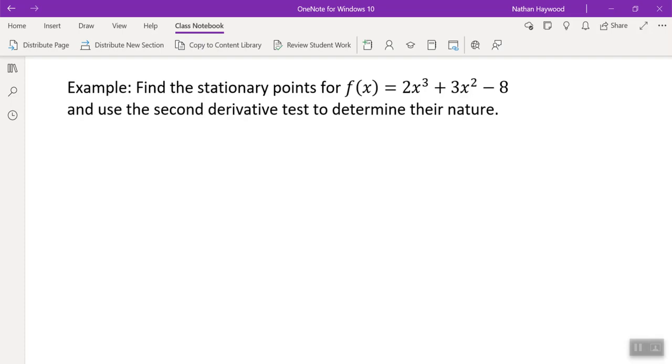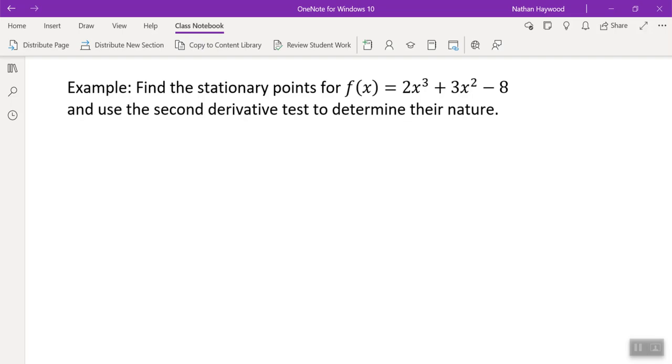All right, so the second derivative test. This is how it's useful. So this example wants us to find the stationary points for the function and then use the second derivative test to determine the nature of those stationary points. So the stationary points are either going to be, like I said before, a turning point or a point of inflection.